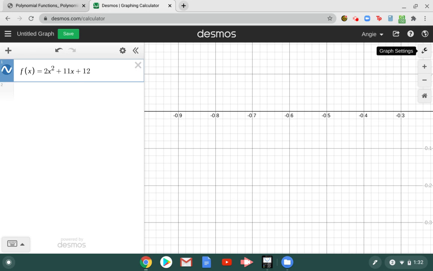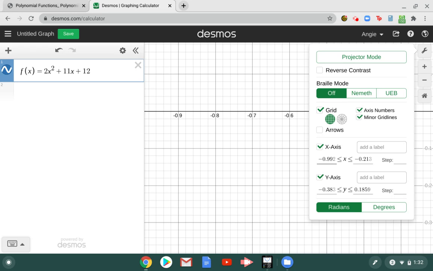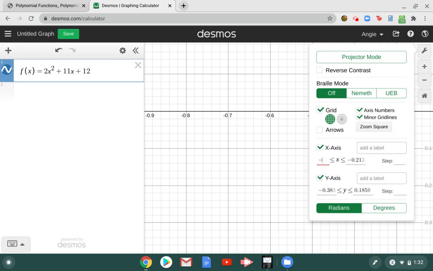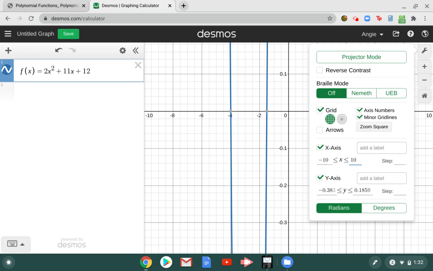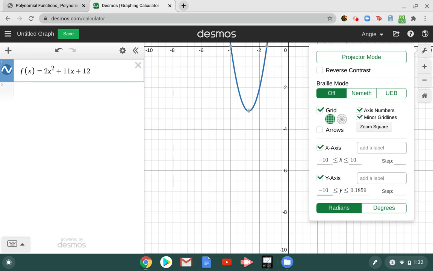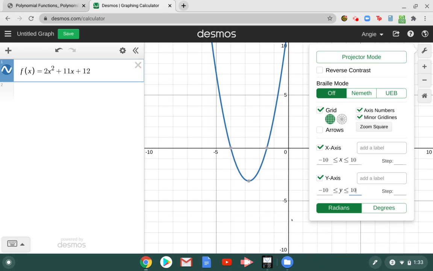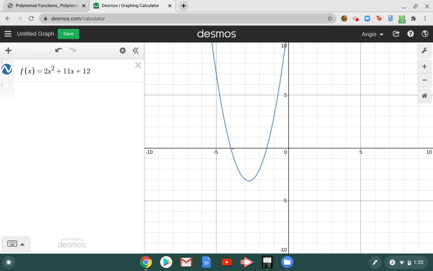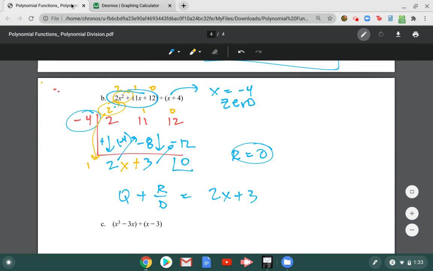I notice that I'm in a kind of funky zoom here. So I'm going to go into my wrench settings, and I'm going to change this so it goes from -10 to 10. Do the same thing here, -10 to 10. Take a look. As I'm looking at my zeros, there's one of them. It's -4. So if it is true that the 0 that I'm dividing in does give me a remainder 0, that means it is an x-intercept. The other one is -1.5.